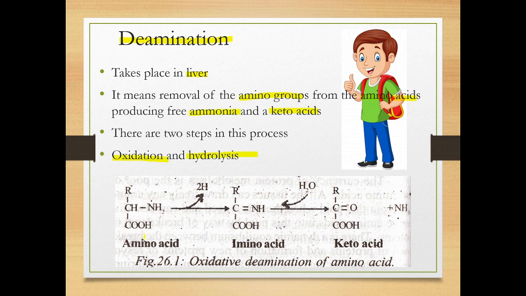So this is a sample amino acid, where two hydrogen atoms are removed. The process is called oxidation. If two hydrogen atoms are removed, one from here and one from here, a C double bond NH is created. This is called an imino acid, where a water molecule is added and broken down, and ammonia is produced. A C double bond O is created here. So this is called a keto acid.